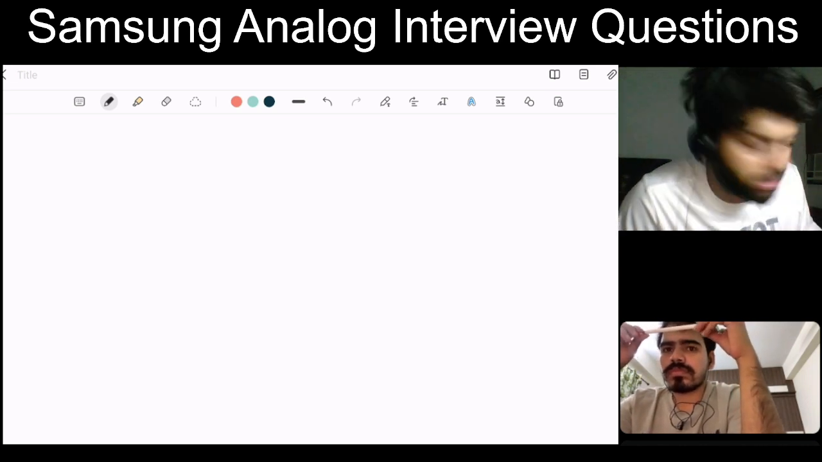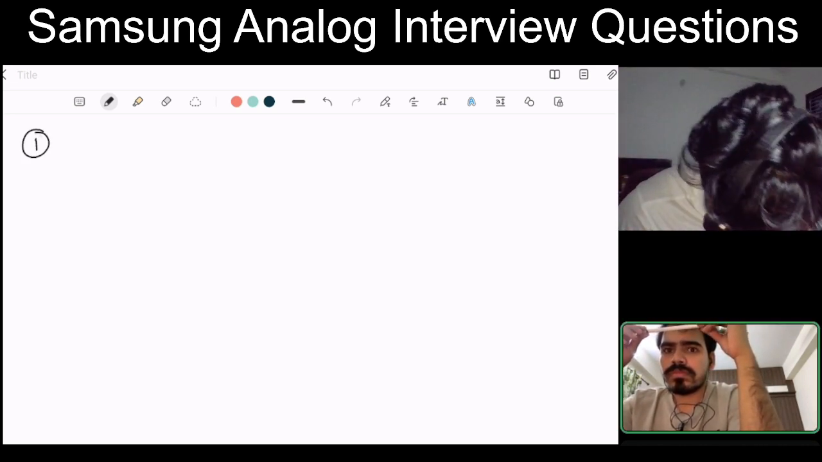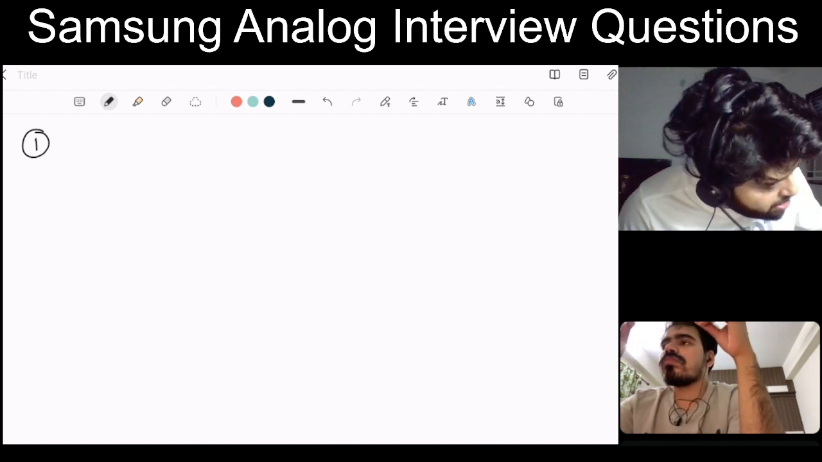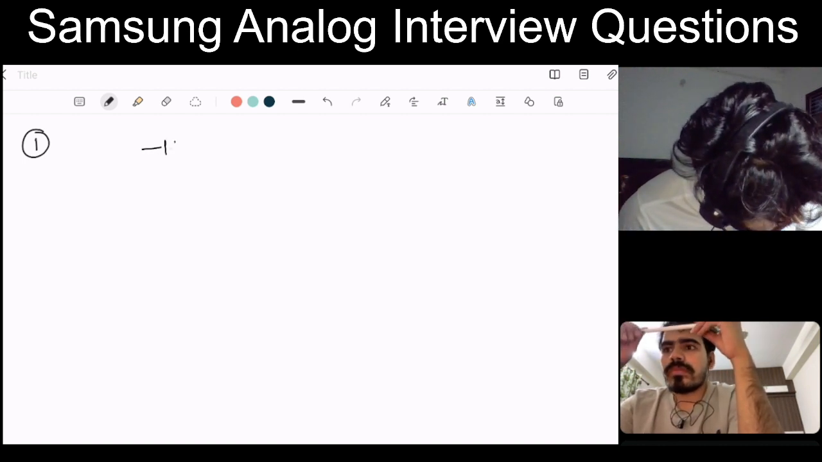So this is the first question. Let me know, guys, if my screen is visible. Which one is Okay, visible. Okay, okay. So this is the capacitor.